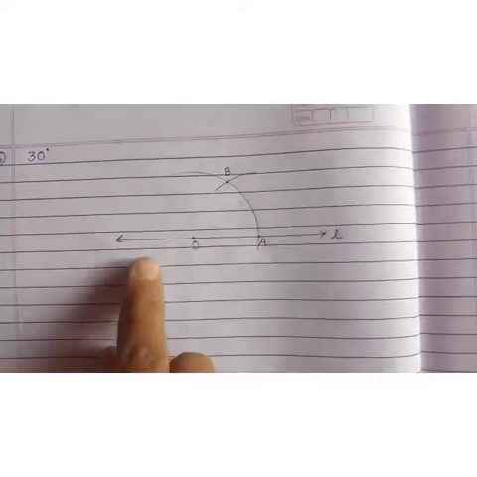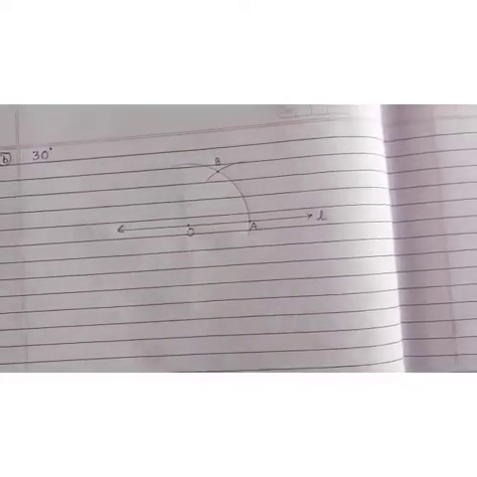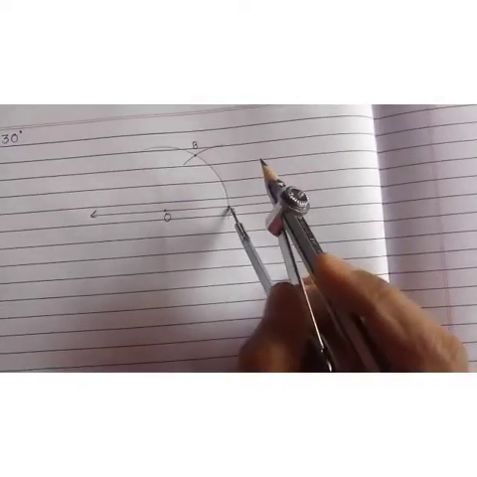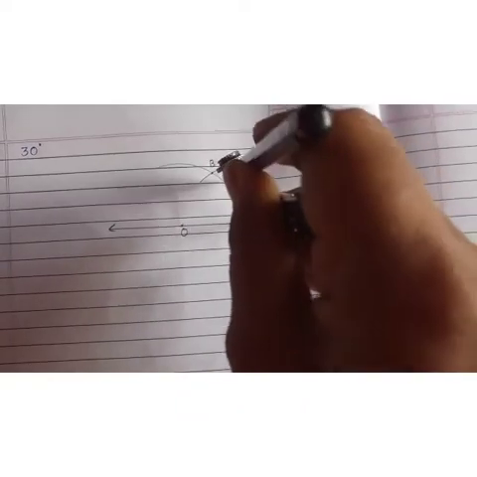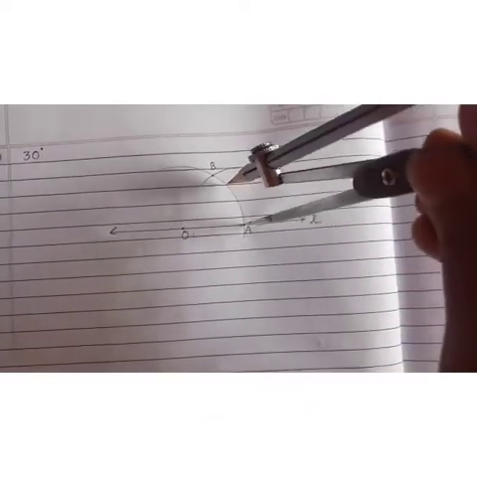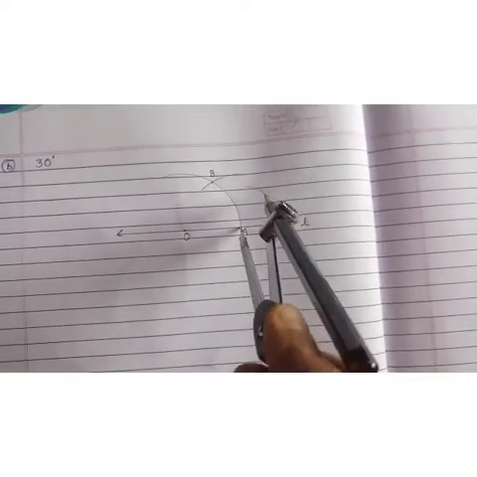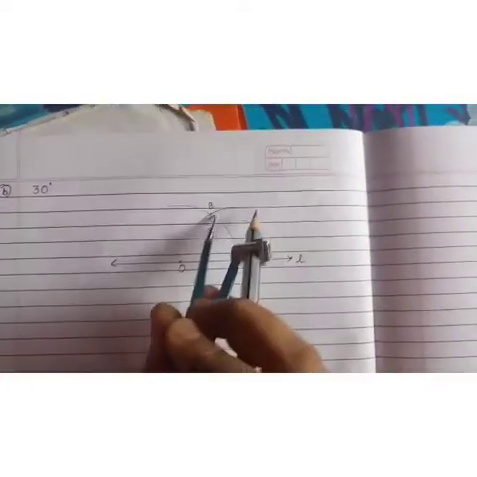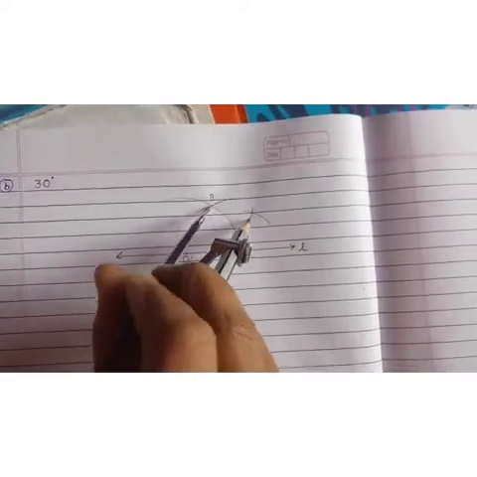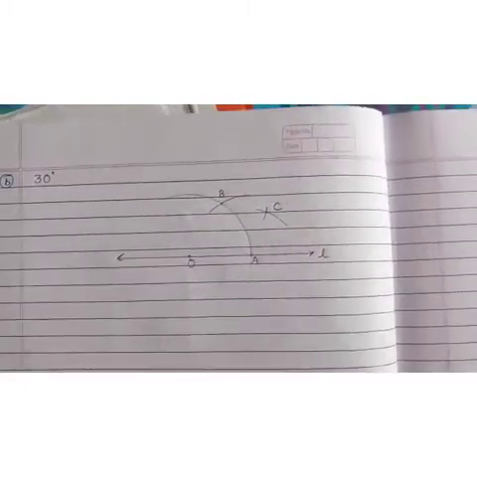When you join this one, you get 60 degrees, but we need 30. So what we need to do, we need to draw the bisector of this 60. So what I will do, with A as center and radius more than half of AB. Is it more than half of AB? Yes children. Now draw an arc with A as center as well as with B as center. With B as center, draw an arc. Now you get a point, mark it as C, and then join OC.